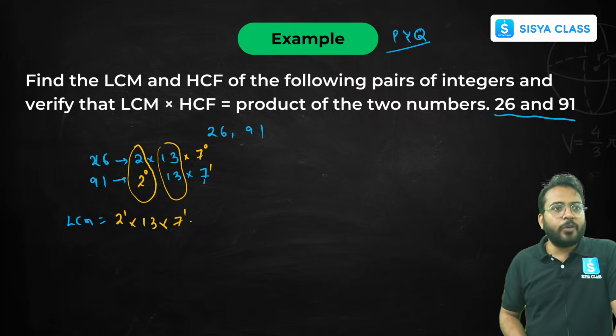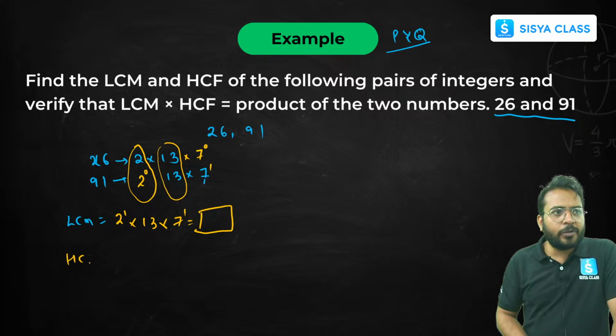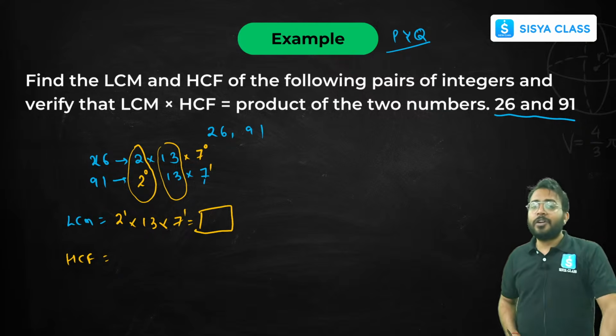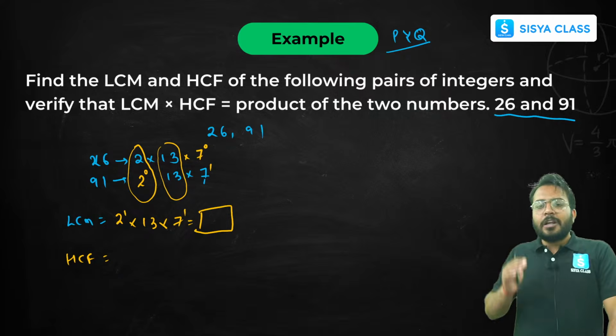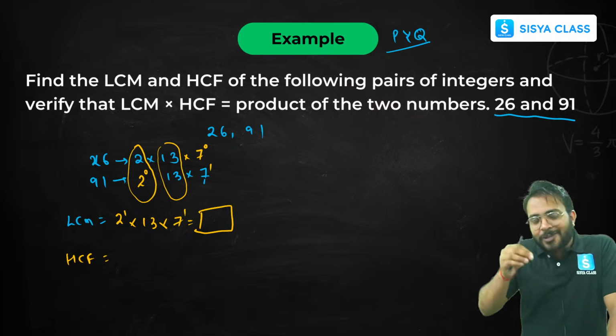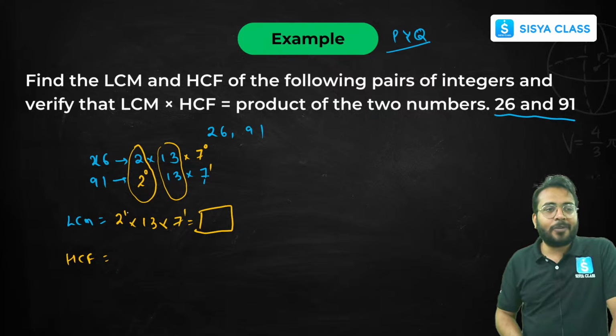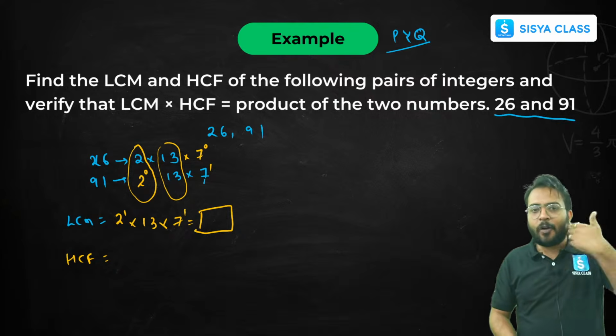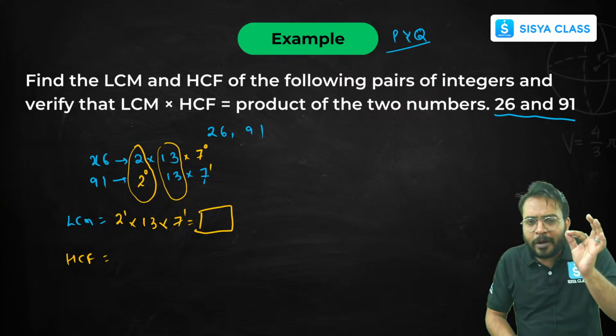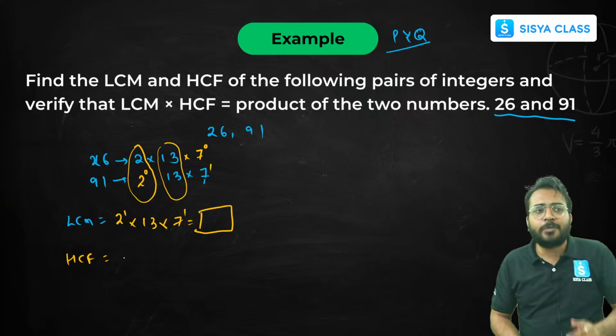So this is what is going to be your LCM. Whatever number you get, that is going to be your LCM, okay. And if you are going to find the HCF, what is going to be your HCF? HCF means we need to find the smallest power of each prime factor. So what are the smallest powers of each prime factor? 2 to the power 1 and 2 to the power 0. Which one is the smallest? 2 to the power 0.